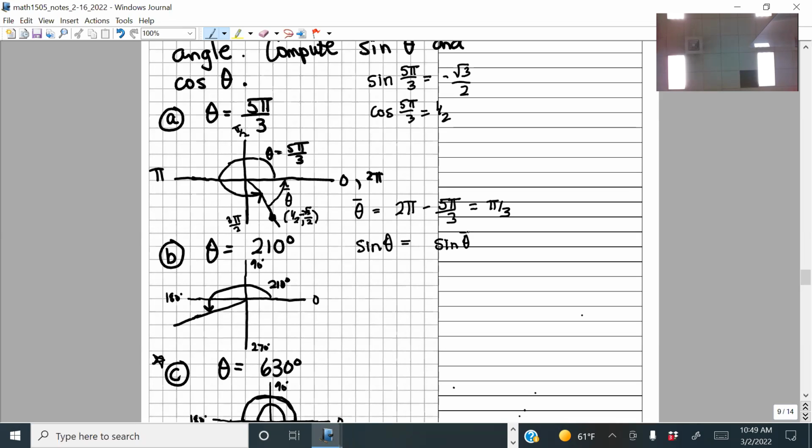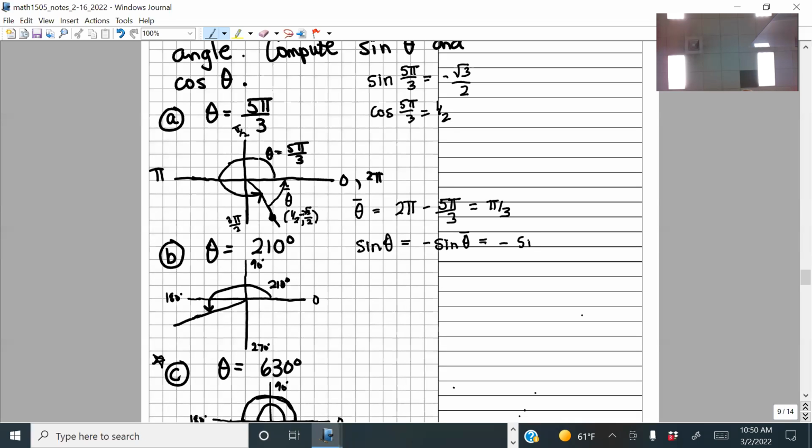Okay. Now, what about here? Sine of theta is going to be what sign, positive or negative? Theta ends up in what quadrant? Fourth. Sine is what sign in the fourth quadrant? Negative in the fourth quadrant, right? So you know that sine of theta has to be the negative of this. So sine of theta is minus the sine of the reference angle.